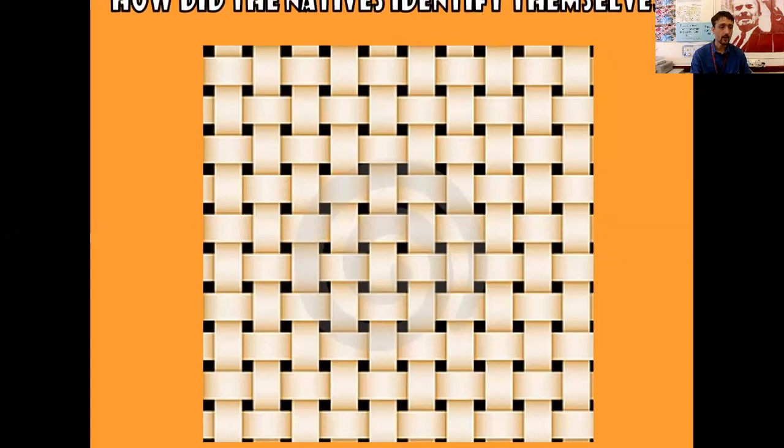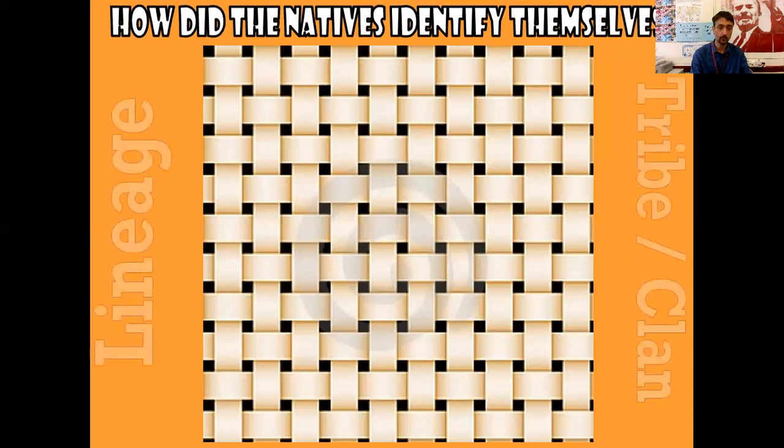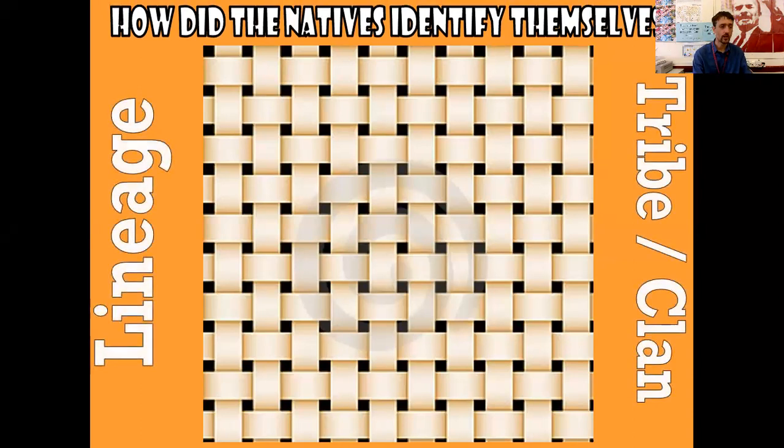So let's start with this image here. You've seen this before. I used it very early on in our first lesson. Can you remember what it is? Pause the video if you have to. Indeed, it's a weave. It's the warp and the weft. Can you remember the 2 different sides of this warp and weft? I can't remember which way around they go. Indeed, how did the natives identify themselves? As a warp and a weft, with a lineage and a tribe or clan.